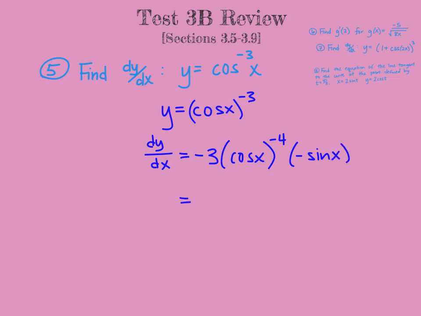Cleaning this up a bit, it could be written in a few different ways. We have a negative times a negative, so we'll have 3 sine of x, and then in our denominator, it's cosine to the 4th power, which will, in the final answer, be written with the 4 there.